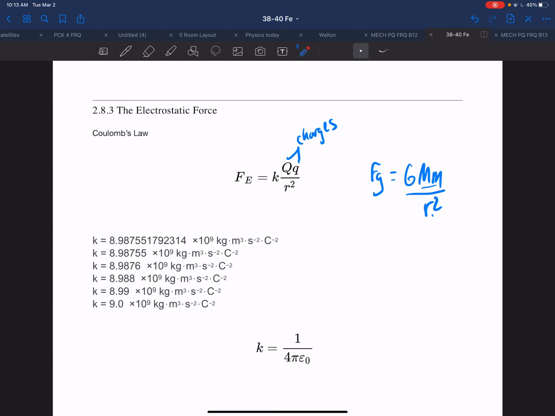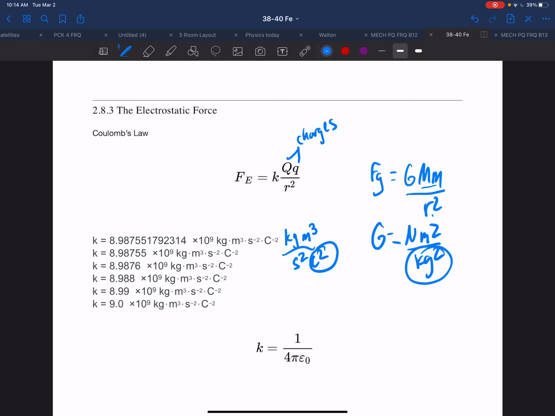Now, that Coulomb constant, K, is known to quite a number of significant digits. Times 10 to the 9th kilogram meters cubed per second squared per Coulomb squared. We may recall that the units of G were Newton meters squared per kilogram squared. And over here, if we write this out, we have kilogram meter cubed per second squared per Coulomb squared. So this Coulomb squared and kilogram squared match up.